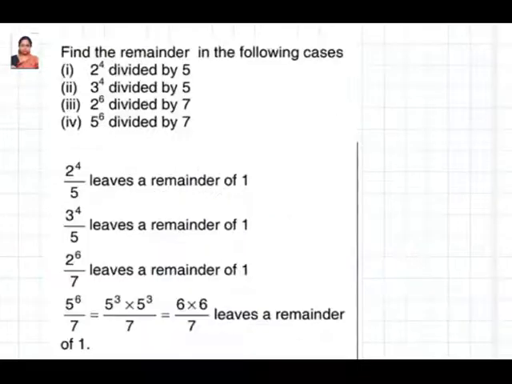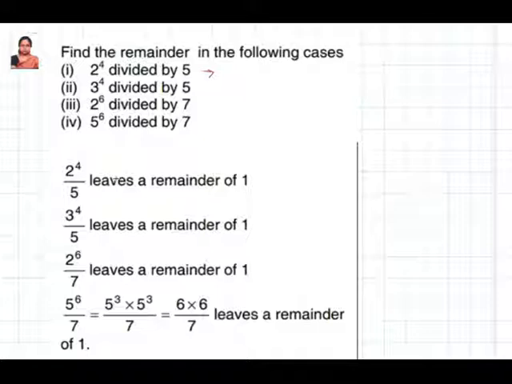Okay. Find the remainder in the following cases. These are all easy questions, like you can directly do 2 power 4 divided by 5. What is going to be the remainder? I don't think you need any kind of formula here. It's very simple. 2 power 4 is 16. 16 by 5, remainder is 1. Then 3 power 4 is 81. 81 by 5, remainder is 1. Okay, in this case, we are getting 1 for all.